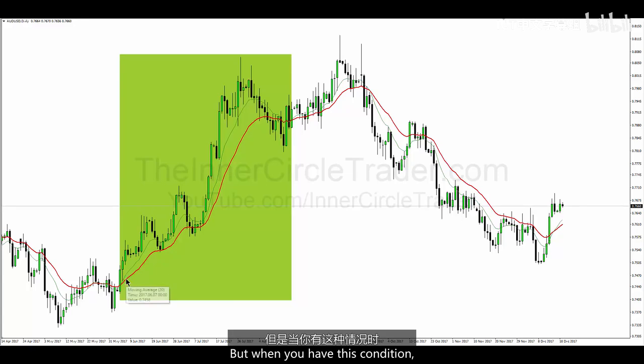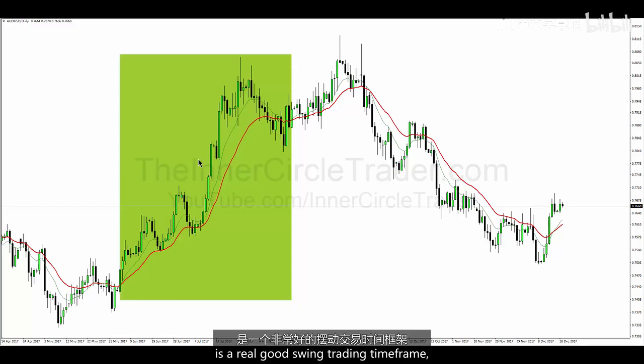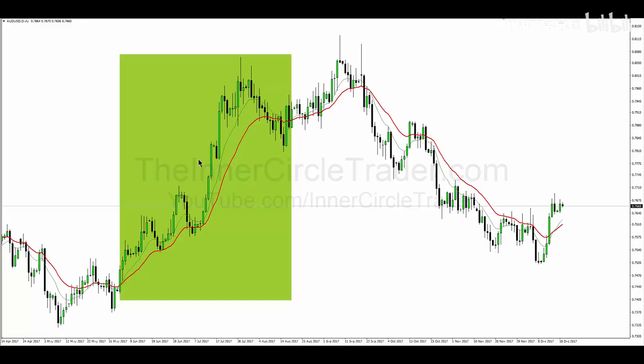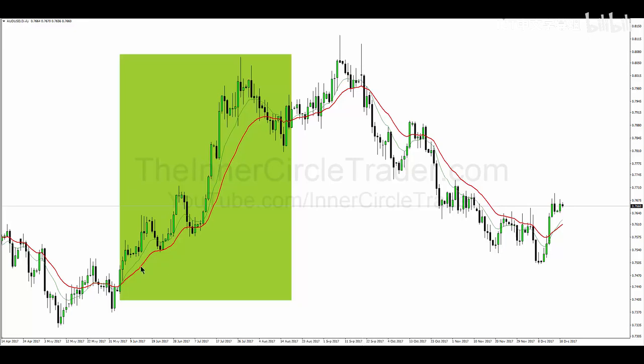But when we have this condition, we can drop down into an hourly chart. Now, why an hourly chart? The hourly chart, to me, is a real good swing trading time frame. So you'll be able to see everything that's important from a weekly basis or daily basis. But to me, 60-minute when we're swing trading is the ideal scenario. So what we're going to do is go over here in the lower left-hand corner. There's a little tiny, I guess it's a little half triangle.